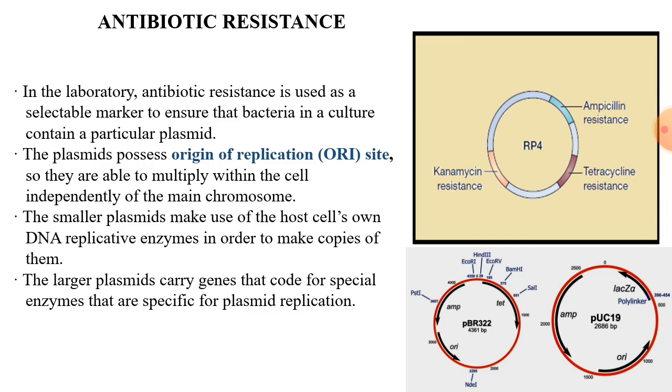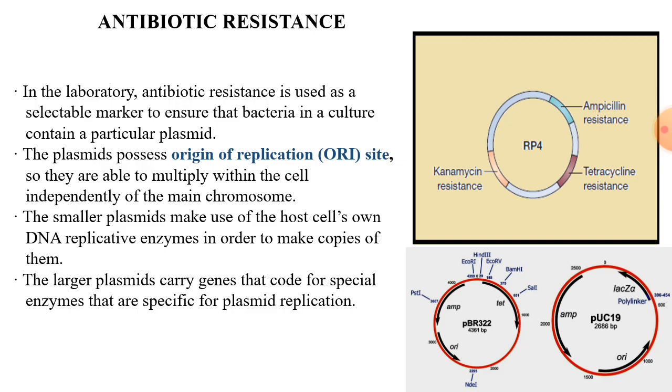A plasmid possesses the origin of replication site. Since it is self-replicating, it must contain origin of replication site, and it is independent of the main chromosome. Although smaller plasmids are preferred, sometimes these smaller plasmids are using DNA replicative enzymes of the host, while the larger plasmids carry its own gene, and it produces special enzymes only required for plasmid replication.